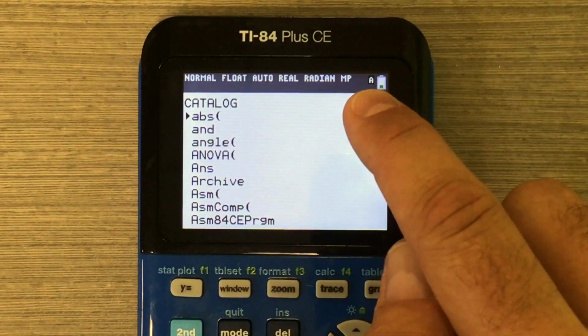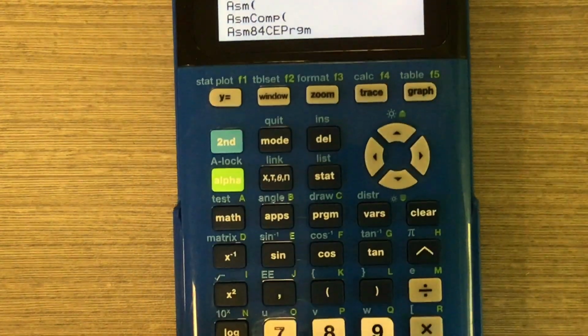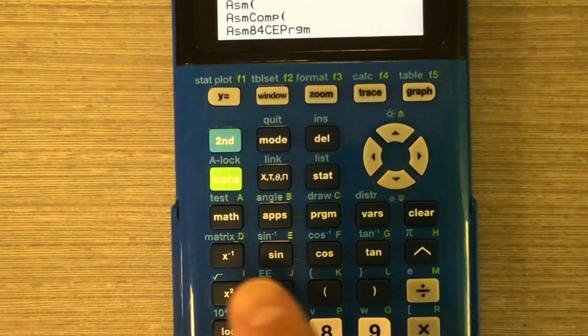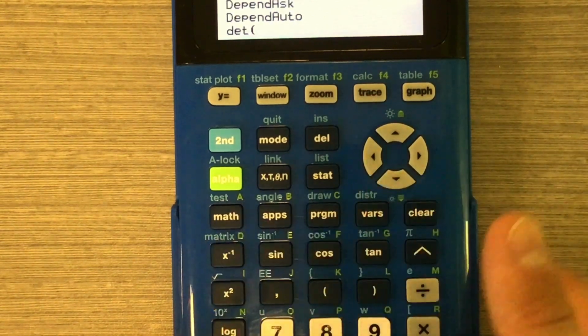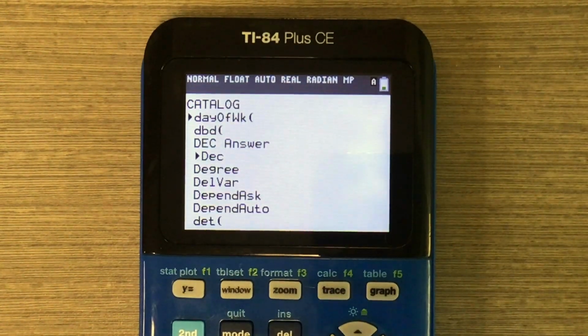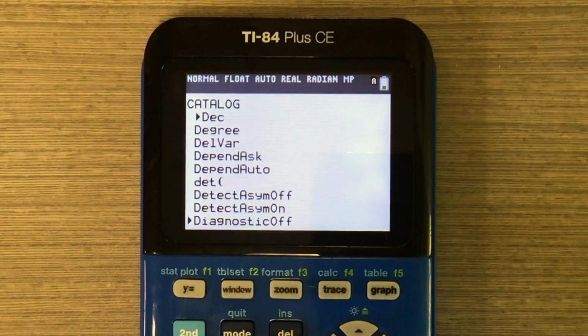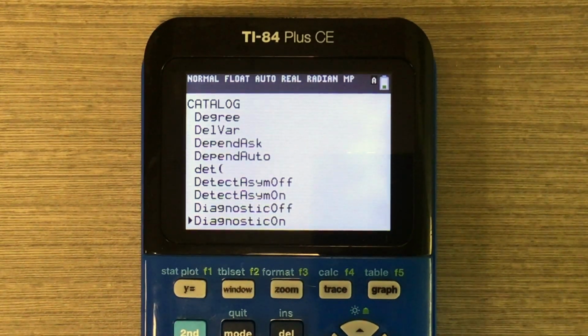You can see the alpha lock is on right now because you can type in the green letters around here and fast forward to the letter you want. We want D, which is right here on this x to the -1 button. And so that takes me immediately to all the D's. Let's arrow down. And we see here, diagnostic off or on. We want it on. So make sure your arrow's next to that and hit enter.